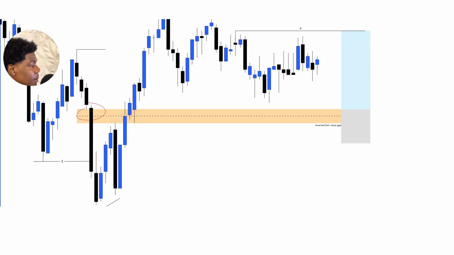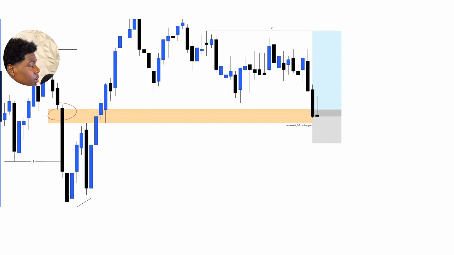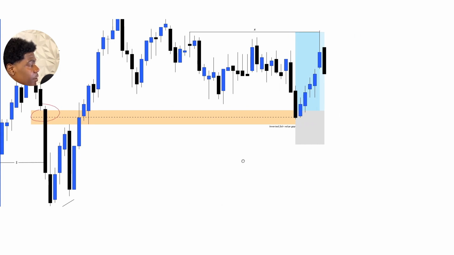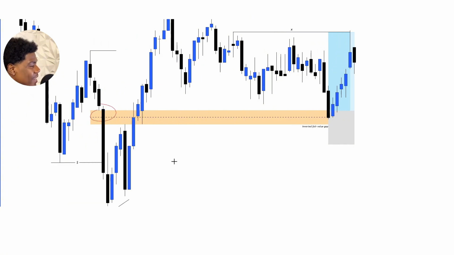Let's pull it back and see exactly how this trade played out. As you can see, we're going to place our entry with the stop loss below the old low of the fair value gap right here, and we're just going to play it out. Boom, price taps us in and extends higher. This is just a quick scalp for this inverted fair value gap. Now let's look at another example.